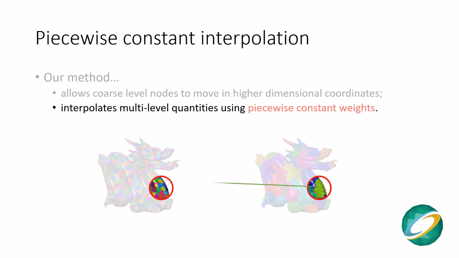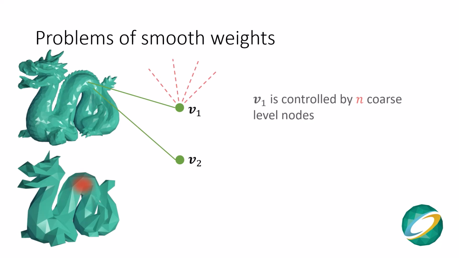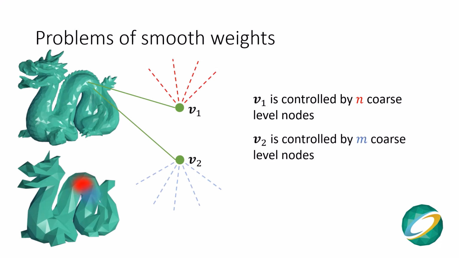And the second thing we want to do is to decide the interpolation weights between two resolutions. Here, we are only going to use piecewise constant weights, which is kind of counterintuitive. But why? Well, we actually tried smooth weights at first, but they have problems. Let's say there are two nodes now, V1 and V2 from the fine level. And V1 is smoothly controlled by N coarse level nodes shown in red, and V2 is controlled by M coarse level nodes shown in blue.